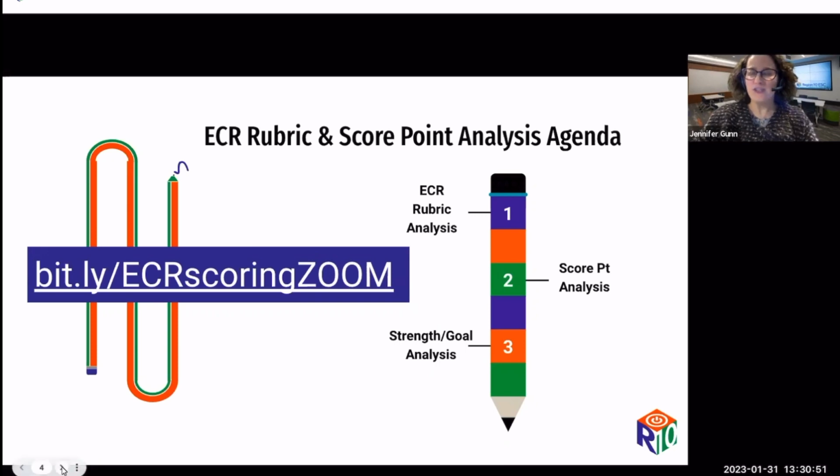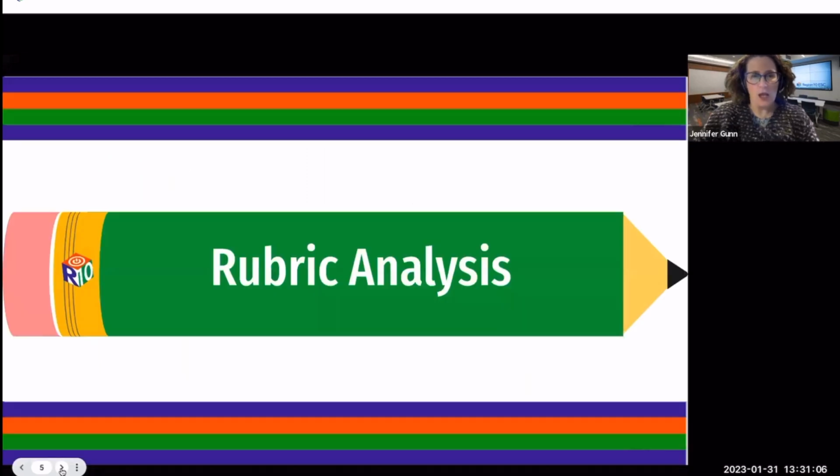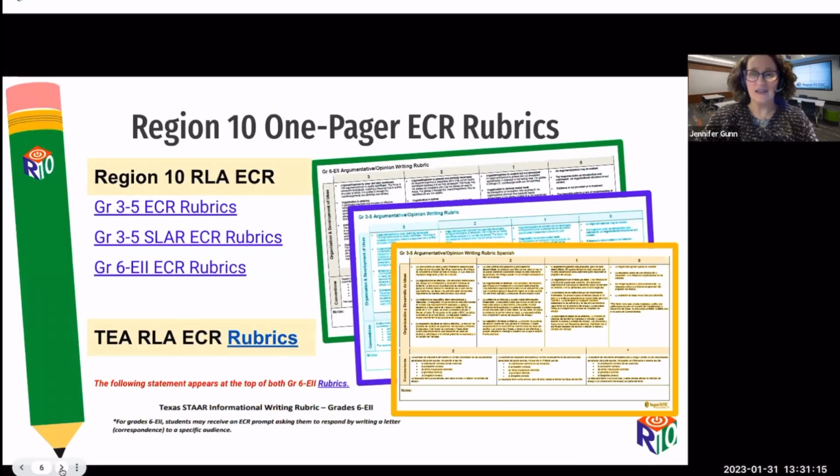So what we're going to be discussing today is the rubrics themselves, a score point analysis looking at student samples, and a strength goal analysis that we can use to provide feedback for student writing growth. So let's begin with the rubric analysis. Hopefully you were able to access that slide deck. And on slide 6, please go ahead and choose the grade level rubric that you would like to look at.